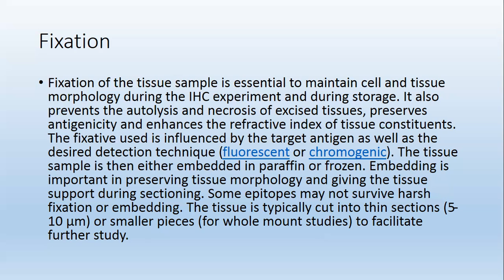Embedding is important in preserving tissue morphology and giving the tissue support during sectioning. Some epitopes may not survive harsh fixation or embedding. The tissue is typically cut into thin sections of 5 to 10 micrometers, or smaller pieces for whole mount studies, to facilitate further study.